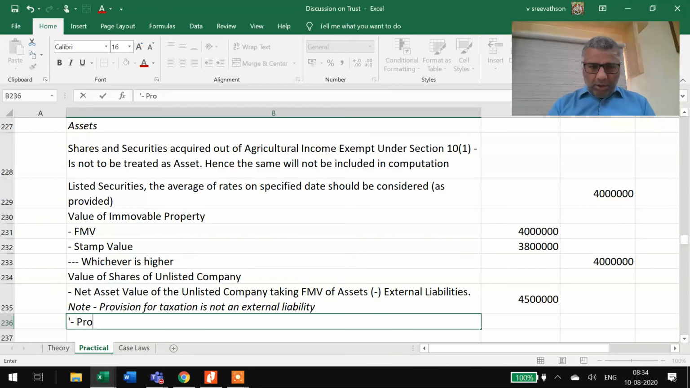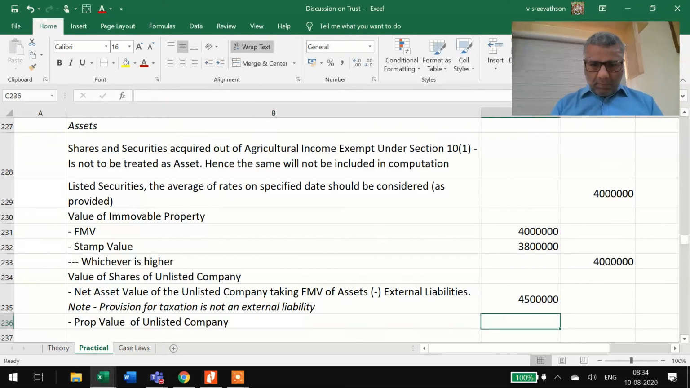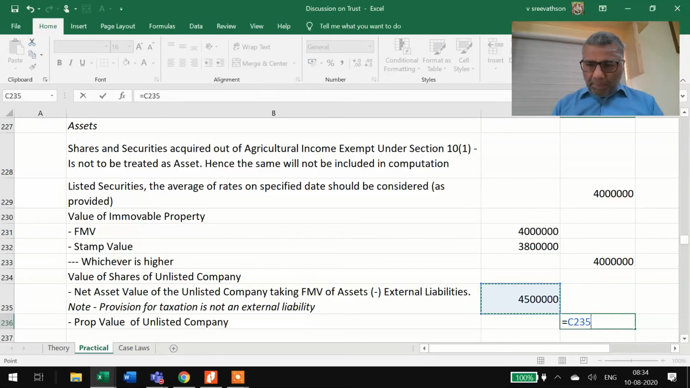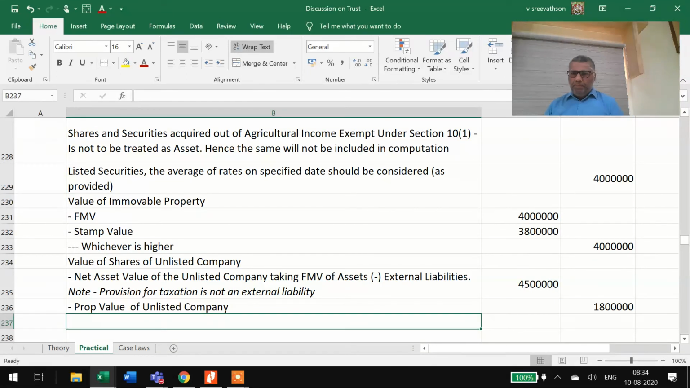Okay. Proportionate value of unlisted company. I hold 40%, my dear friends. I hold 40%.